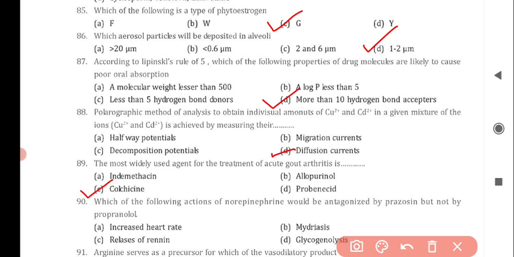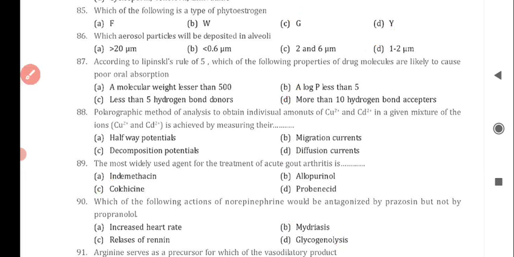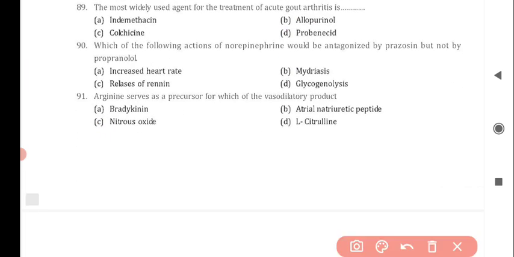colchicine. Next question is: which of the following actions of norepinephrine would be antagonized by prazosin but not by propranolol? And the correct answer is option B, mydriasis. Next question is: arginine serves as a precursor for which of the vasodilatory product? And the correct answer is option C, nitric oxide.